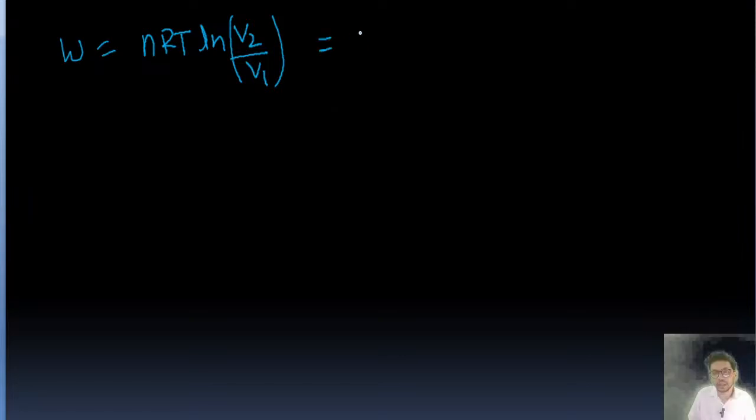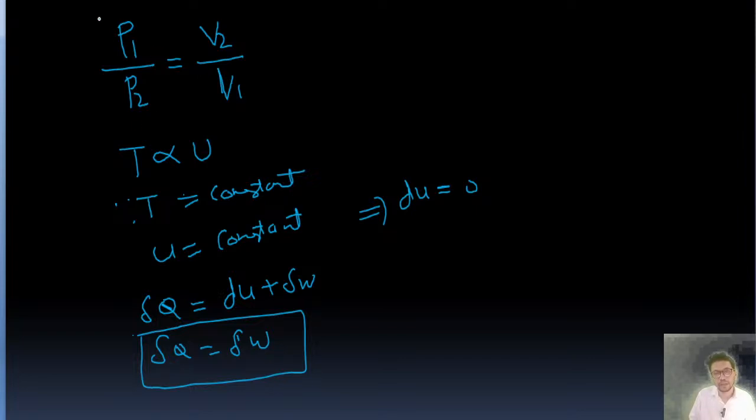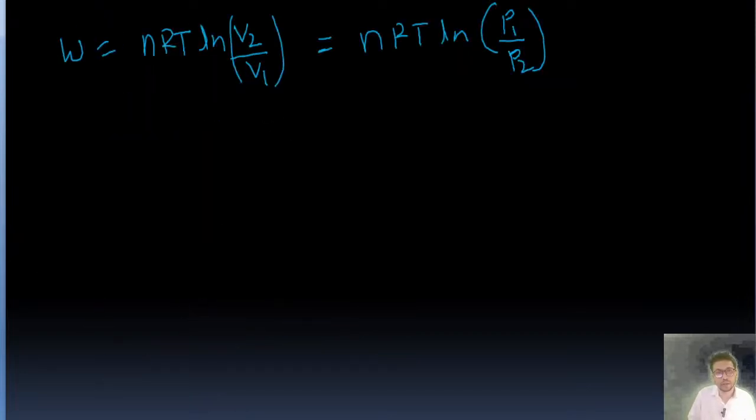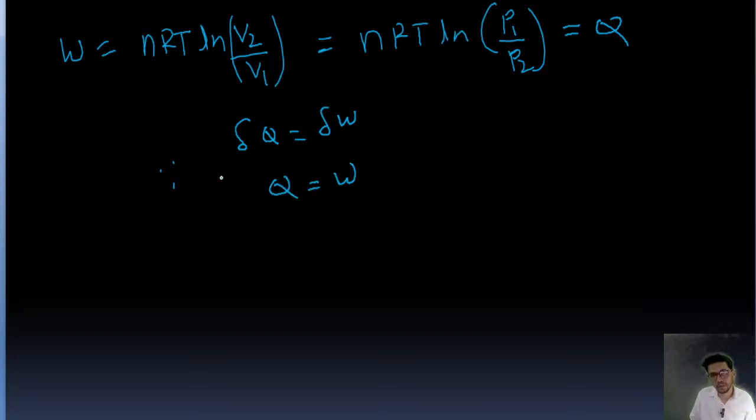Or we can write nRT ln P1 upon P2, because in case of isothermal process we have seen that P1 upon P2 equals V2 upon V1, so we have just put the value. This is the work done, very important. Or this is equal to Q, because del Q equals del W, or Q equals W in case of isothermal process, because dU equals 0. I hope you have understood it.